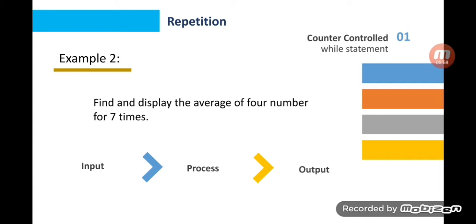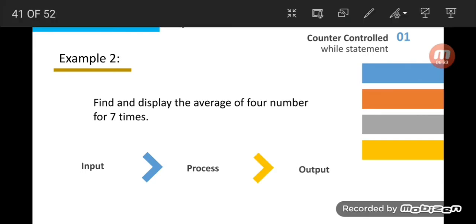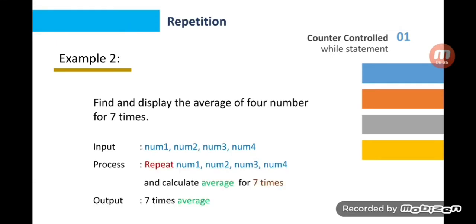This is an example: if I have 7 students and I want to enter 4 quizzes for each student, and then find the average of the 4 quizzes. I have 7 students, I want to enter 4 quizzes, and calculate the average for each. So what is our input? Of course 4 numbers: number 1, number 2, number 3, number 4.